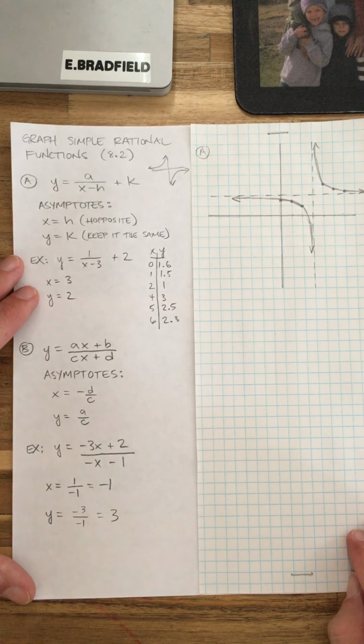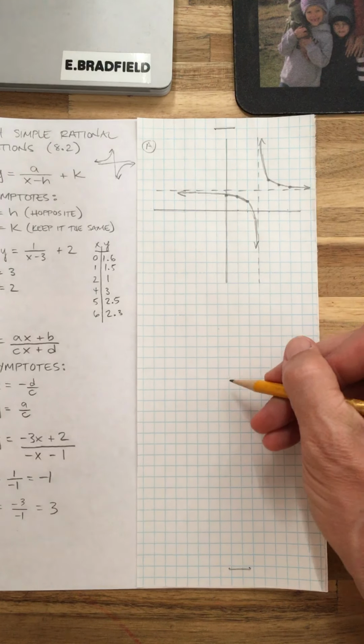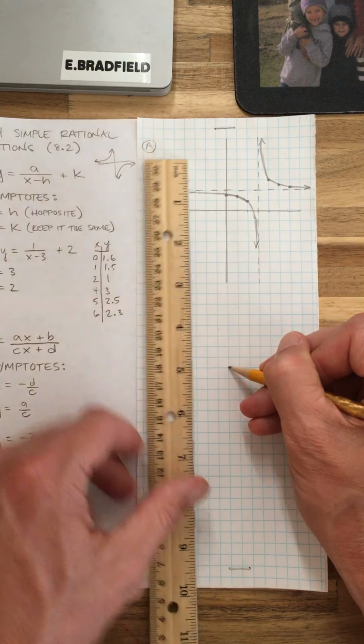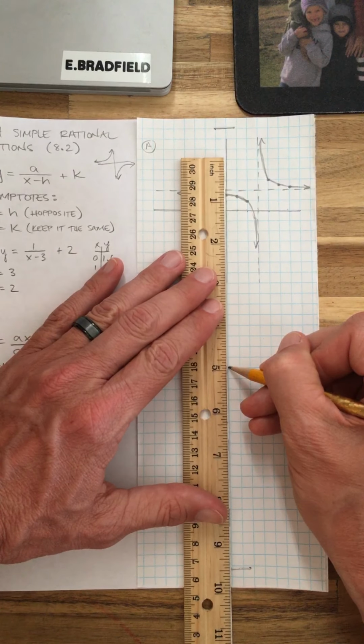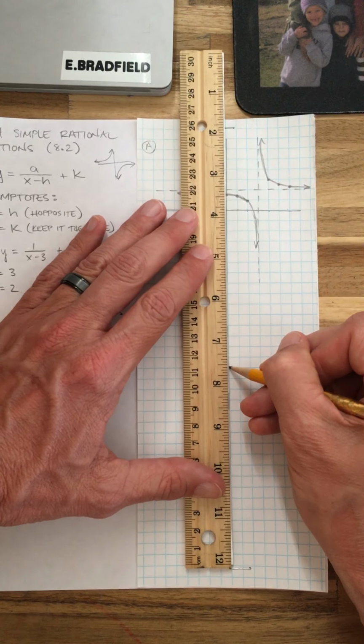Okie doke. All right, so let me go ahead and draw a graph, or an x and y axis real quick. All right. Oops, staples in the way. Give me a second here. There we go.